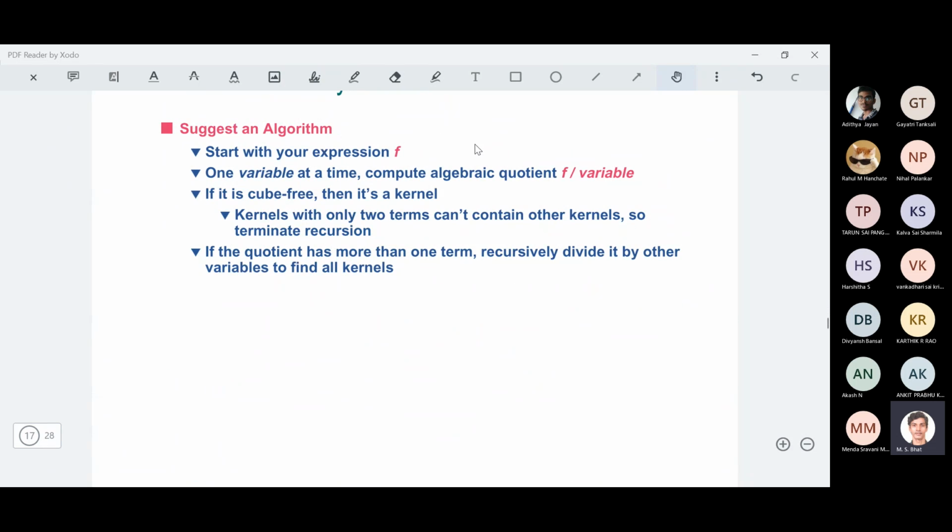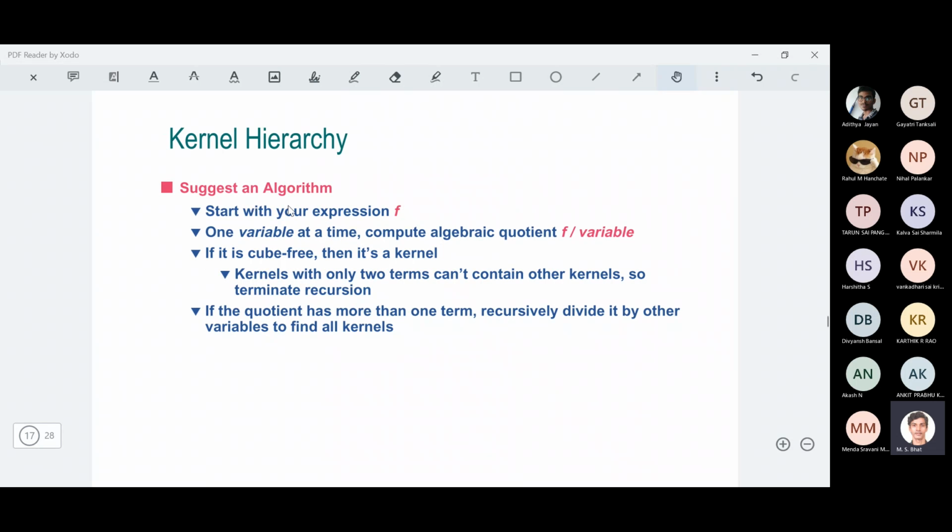So to find the kernels, the suggested algorithm is this. Start with your expression F. One variable at a time, compute the algebraic quotient, that is F divided by that variable. If it is cube free, then it is a kernel. Kernels with only 2 terms can't contain other kernels, so terminate the recursion. If the quotient has more than 1 term, recursively divide it by other variables to find all kernels.